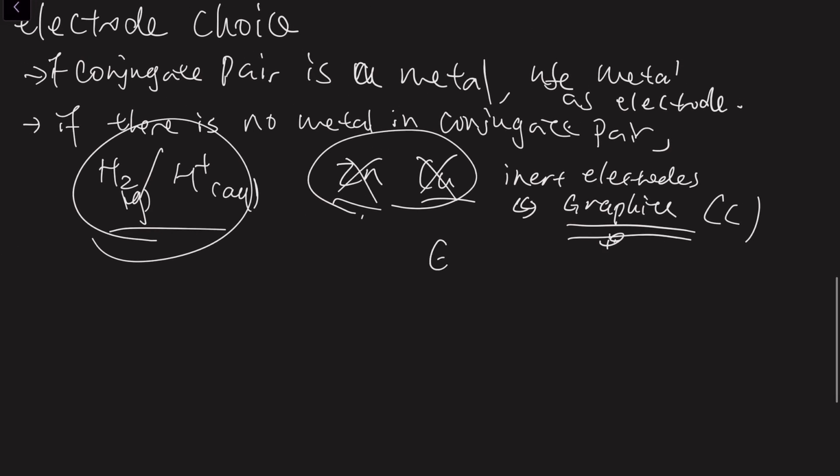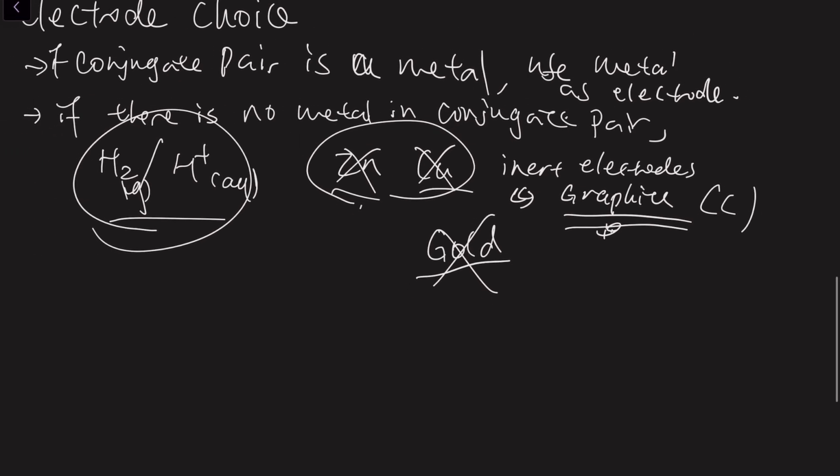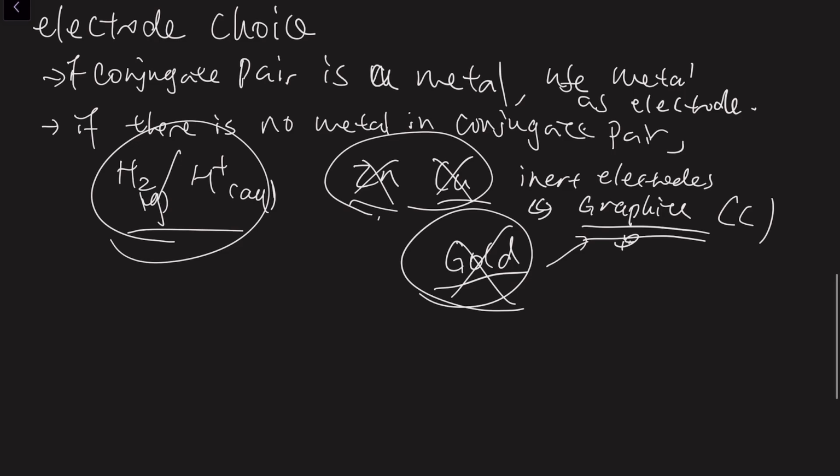You can also use gold as your electrode. But the reason why we do not want to use gold is because it is too expensive. Gold is actually a good conductor of electricity as well. But compared to graphite, it is so much more expensive. So aside from the chemical properties, you should also consider the financial viability of choosing a particular electrode. In this case, gold is actually a very good candidate, but because of its price, we should choose graphite instead.